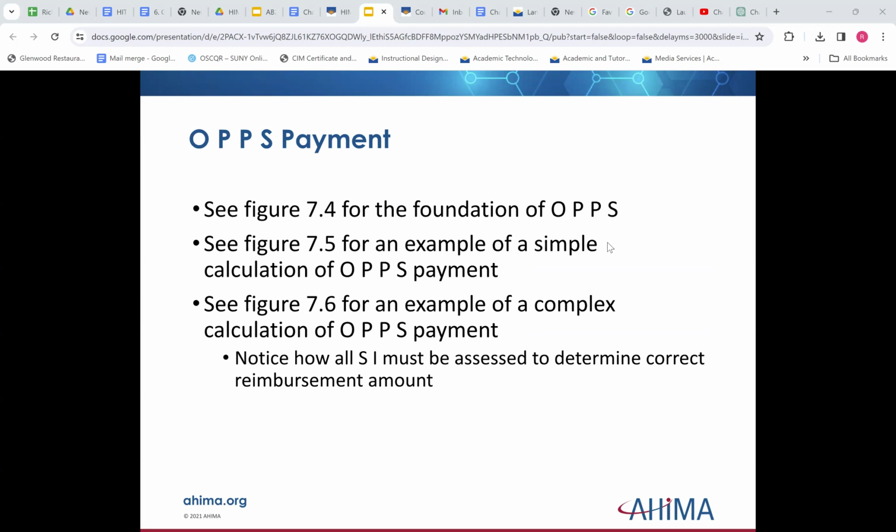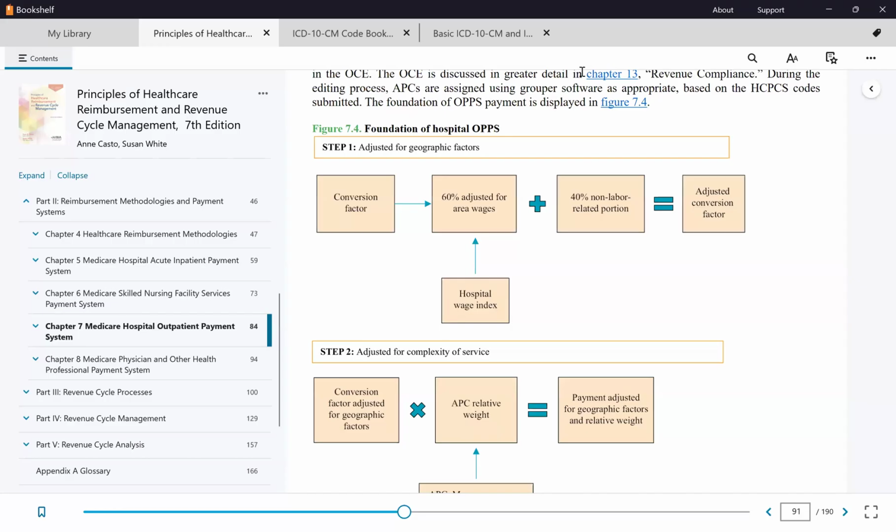And let's take a look at figures 7.4, 7.5, and 7.6. And this is kind of familiar. We have the hospital outpatient prospective payment system, and we have geographic factors. It costs more to live in some parts of the country than others, so we can have a bit of an adjustment that relates to wages and what have you. And when we adjust for the area wages and then the non-labor, right, then we have the adjusted conversion factor.